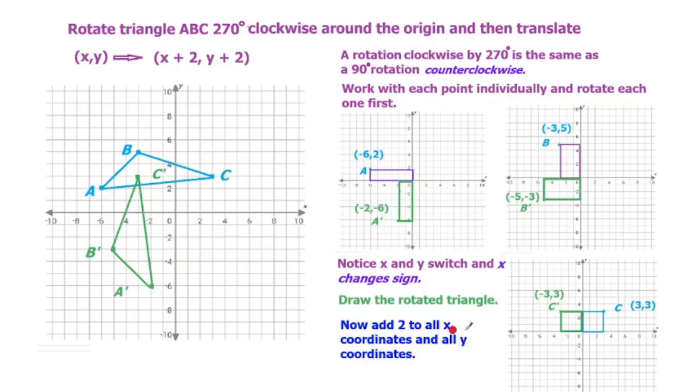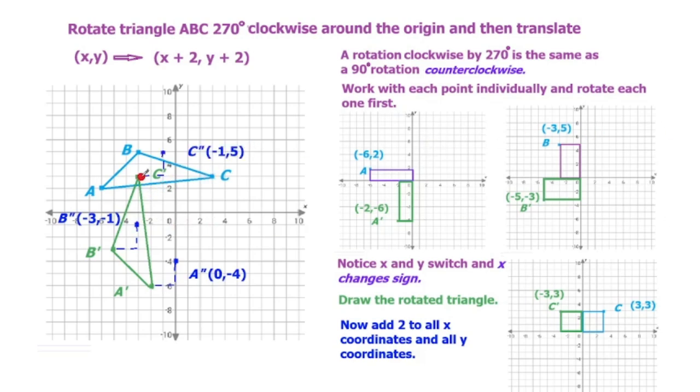Now add 2 to all x coordinates and all y coordinates. For all these primes, you add 2 units to it. So A is going to move 2 units this way and then 2 units up. It ends up at A double prime, which is at 0, -4. Then B, you move it 2 this way and 2 that way, and it ends up at -3, -1.